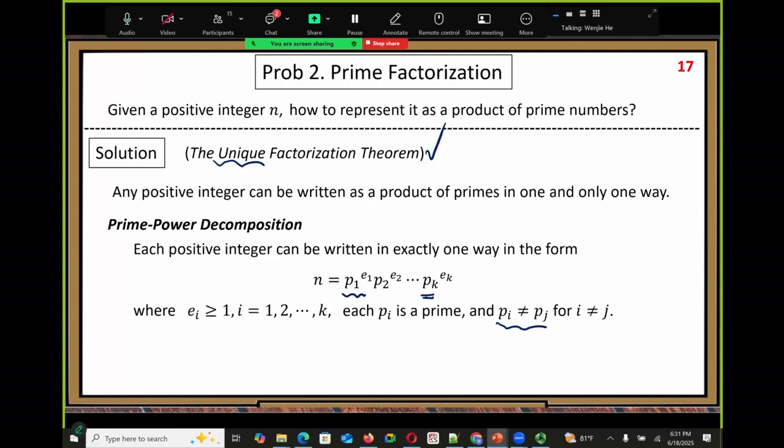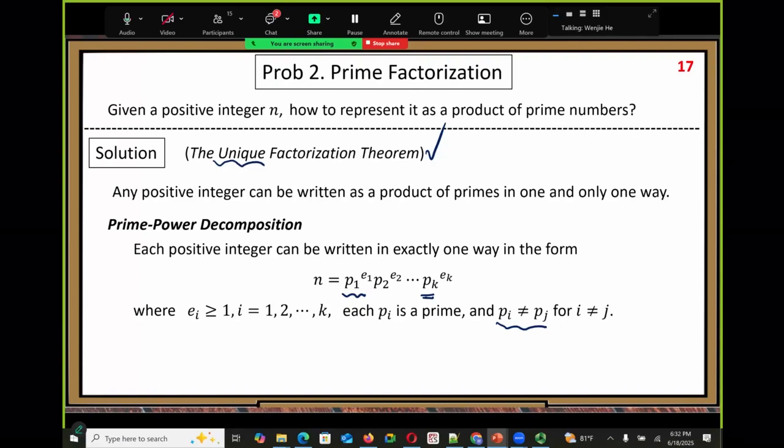But we treat them as the same form. But in our program, we want to write these p numbers in ascending order. Okay? It's more convenient if we write it in ascending order.